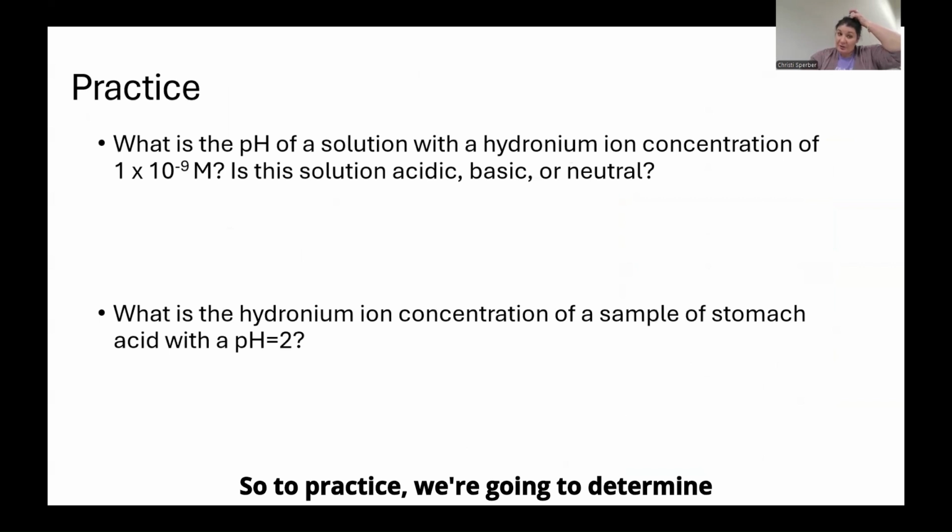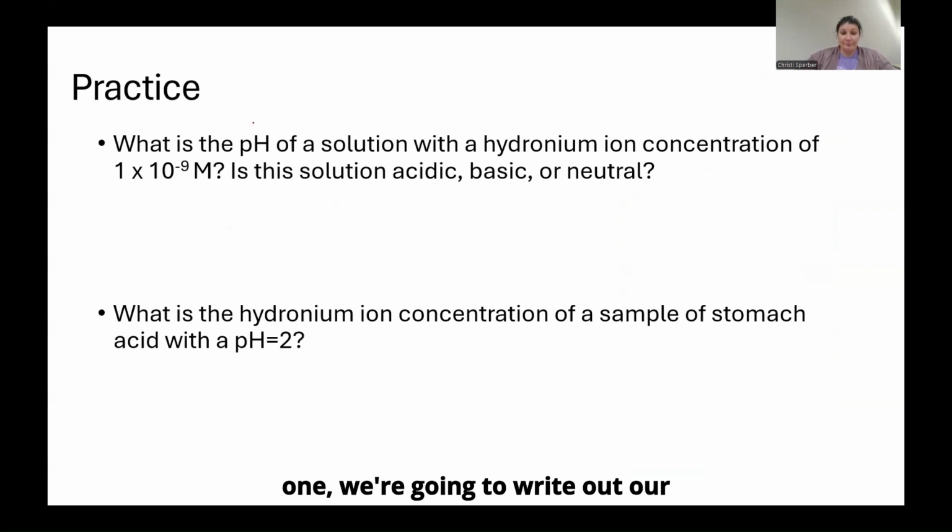So to practice, we're going to determine the pH of a solution with a hydronium ion concentration of 1 times 10 to the negative 9th. And then we're going to determine the hydronium ion concentration from the pH. So pause the video, work out the problems, and when you're done, we'll come back and we'll check your answer.